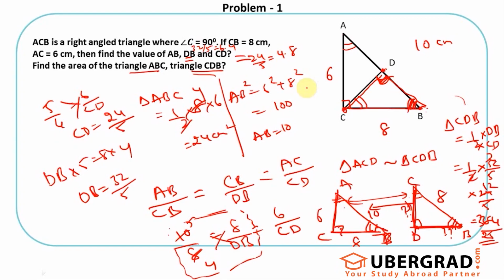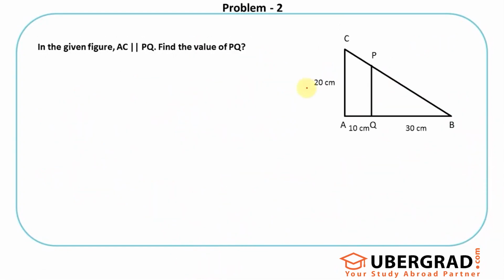You'll get them clear. Again, this is another question where there are two similar triangles, but the triangles are hidden. See, it says AC is parallel to PQ and this angle B. So I can immediately say ACB is similar to triangle PQB.